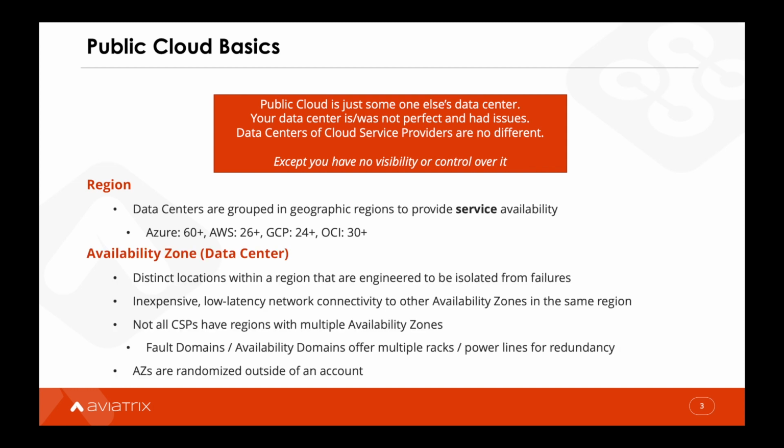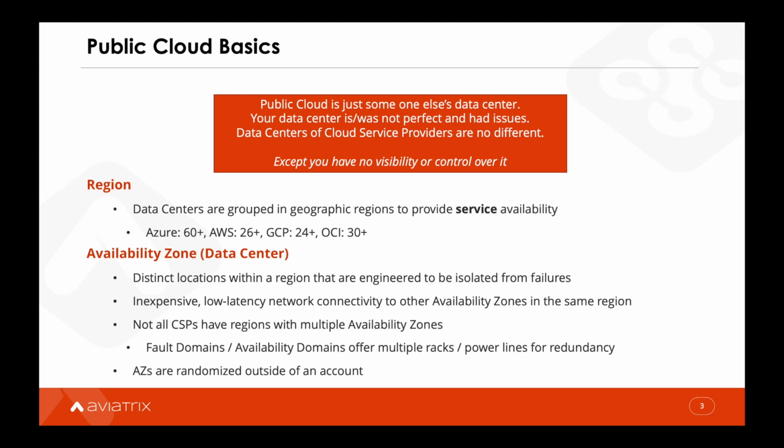Now, within a region, in order to minimize the impact of a failure, such as from a natural disaster, CSPs have data center facilities called availability zones. AWS and Azure call it availability zones, GCP calls it simply a zone, and OCI calls it an availability domain. They all mean the same thing. They're engineered to provide high availability within a region, and they have very low latencies between them. Some CSPs have as many as 6 availability zones within a single region. Keep in mind that not all CSPs have regions with multiple availability zones.